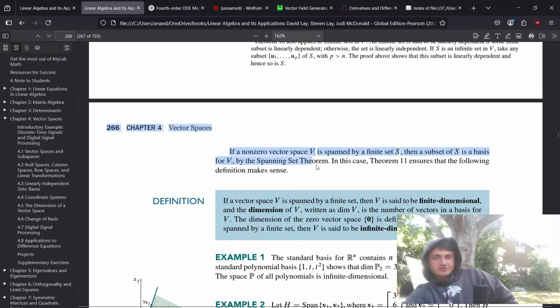If a non-zero vector space V is spanned by a finite set S, then a subset of S is a basis for V.